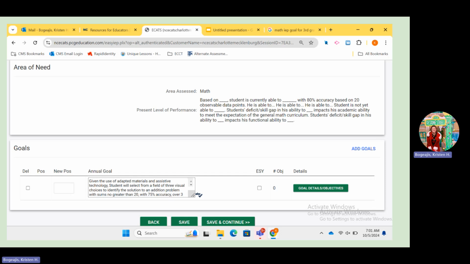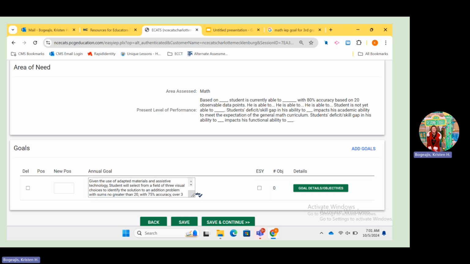You're not always going to have a functional impact statement when you're talking about academic goals, but if you can find a functional statement, that's good as well. So with this one, I wouldn't necessarily need to put a functional statement in here. I would be fine with just doing the academic ability. So impacts the academic ability to meet those grade level expectations, and so on.